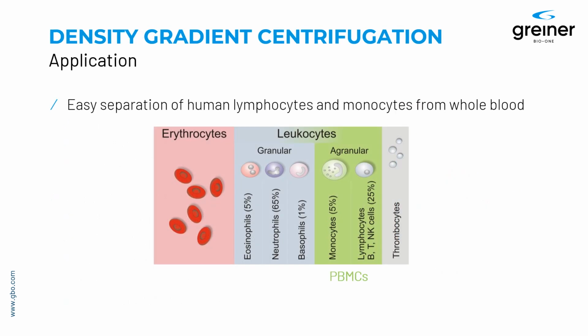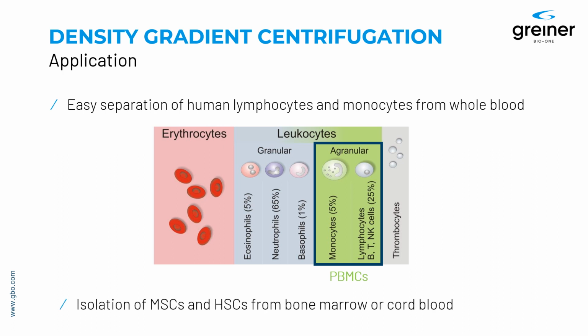One of the most common applications for discontinuous density gradient centrifugation is the separation of blood cells. Blood consists of several cell types such as erythrocytes, granulocytes, mononuclear cells, and thrombocytes. The peripheral blood mononuclear cells are of special interest for many immunological questions. Another application is the isolation of mesenchymal stem cells or hematopoietic stem cells from bone marrow or umbilical cord blood.